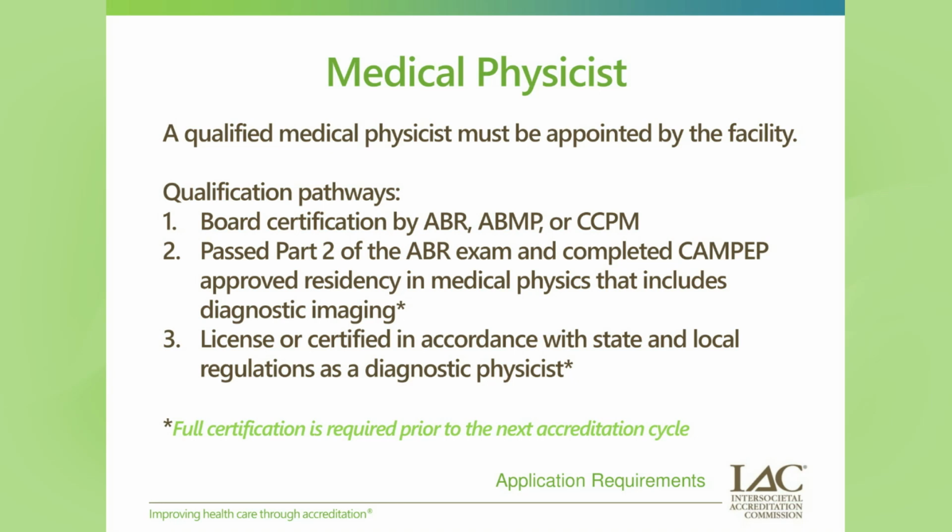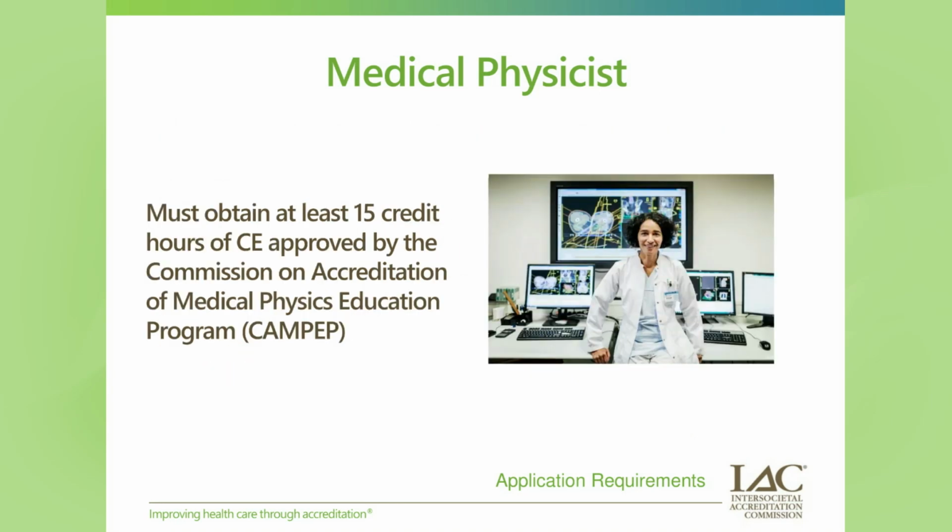Now, similar to the provisional staff member, if you are applying under number 2, you must reach full certification prior to the next accreditation cycle. So you can only use the number 2 qualification pathway for one cycle. The medical physicist must obtain at least 15 credit hours of CE approved by the Commission on Accreditation of Medical Physicist Education Program.